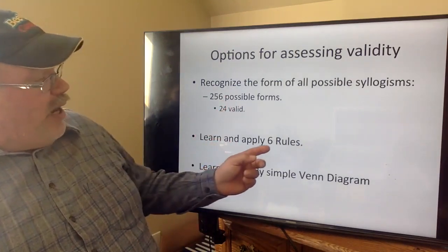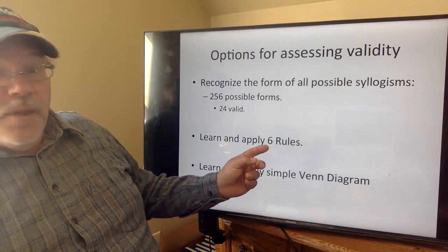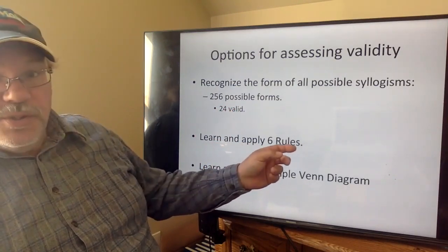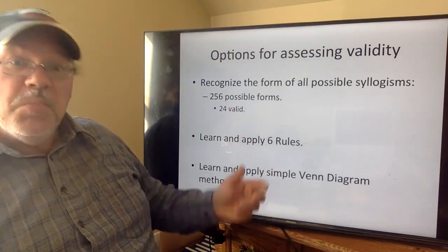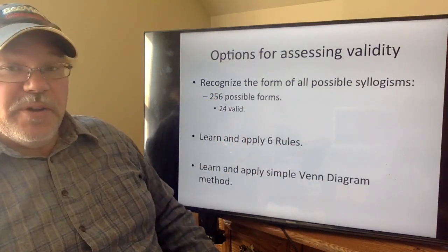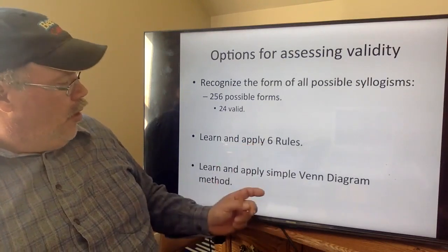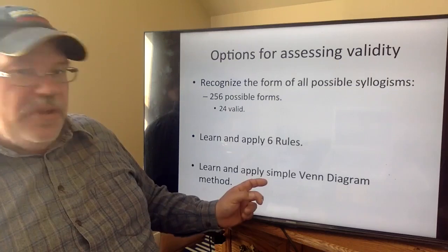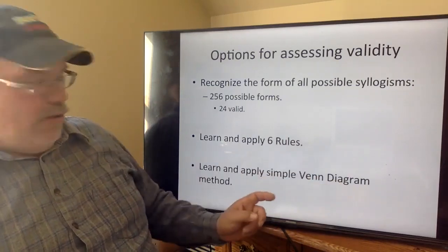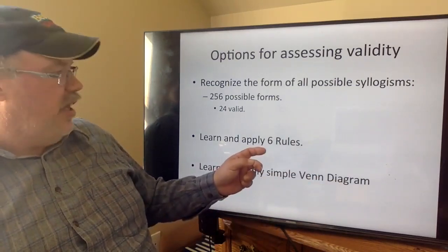Instead, we could memorize 6 things. We're going to learn 6 rules. Now, that's 250 less. I think there's some merit in that. We're also going to learn and apply a simple Venn diagram method, and that'll be the subject of the next video. We're going to do the rules today.